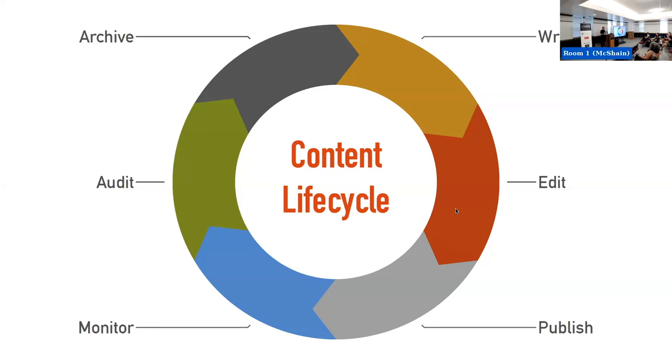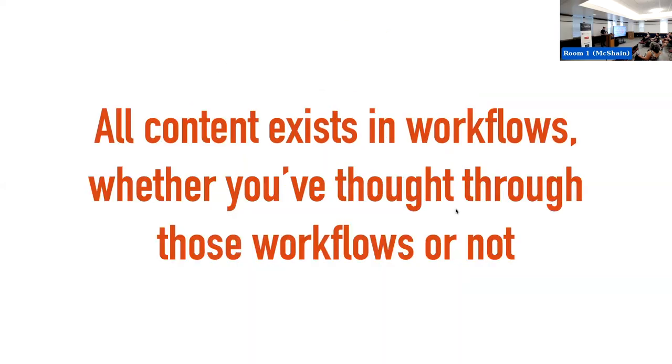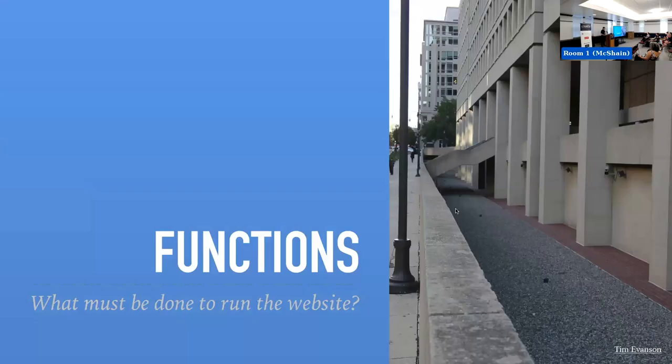Now, this is of course, maybe how things should happen. But no matter what you do, all your content is in a workflow, right? If your workflow is write it, publish it, forget about it for 20 years, that's your workflow, right? And maybe you didn't choose that workflow. And I'm here to say, we should be choosing the workflow and thinking about how that is going to work, right? How do we create it? How do we make sure it's good? How do we keep it good over time?